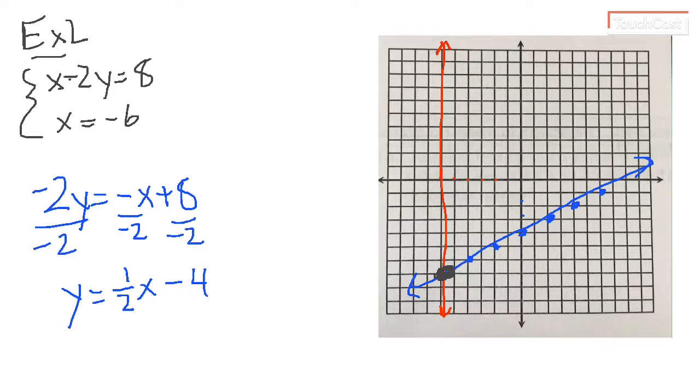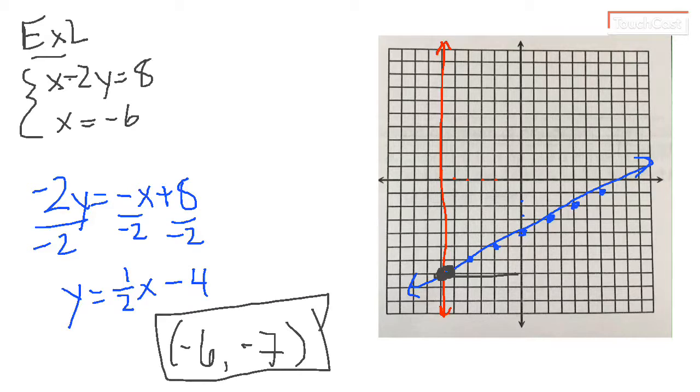That is at the x value -6 and the y value -7. So our solution is -6, -7. Let's look at number 3 now in the note packet.